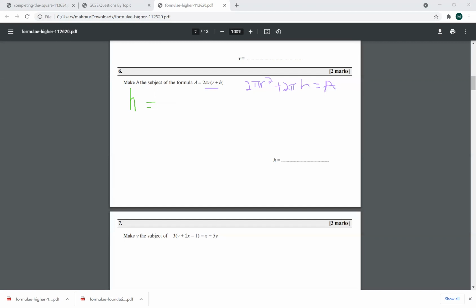Again, I don't know why you're writing h straight away. All I'm asking you to do is rearrange everything and then find h. You straight away wrote h, I'm not sure why.